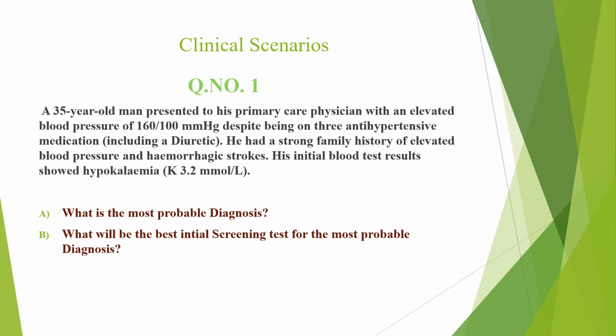So it's very obvious that the diagnosis is primary hyperaldosteronism. So what will be the best initial screening test for primary hyperaldosteronism? As I have clearly mentioned in my talk, the best initial screening test for primary hyperaldosteronism is always and always the ARR, the aldosterone renin ratio.